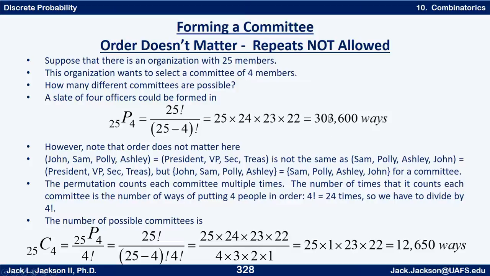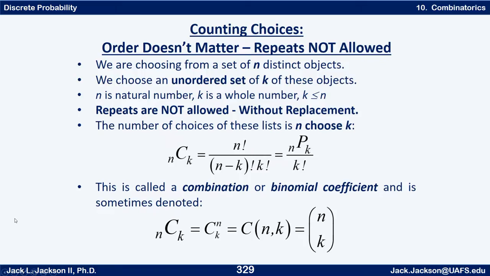So there are always going to be more ways for the permutation than for the combination for the same n and k. So let's see what we have here. Order doesn't matter. Repeats are not allowed, and we're counting the choices. So we're choosing from a set of n distinct objects. We choose an unordered set of k of these objects. n is a natural number, k is a whole number, and k is less than or equal to n.